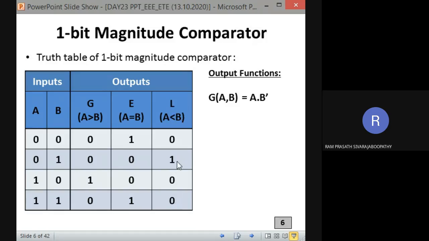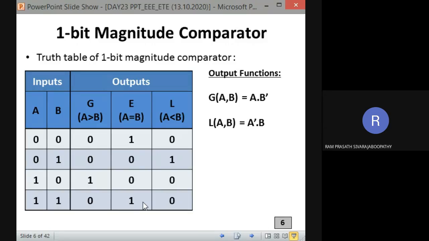Here it is 1. A bar B. Super. Very good. Fine. Is it clear? Now what about for equal? We are having two ones. So what about the function for equal? A bar B bar plus AB.